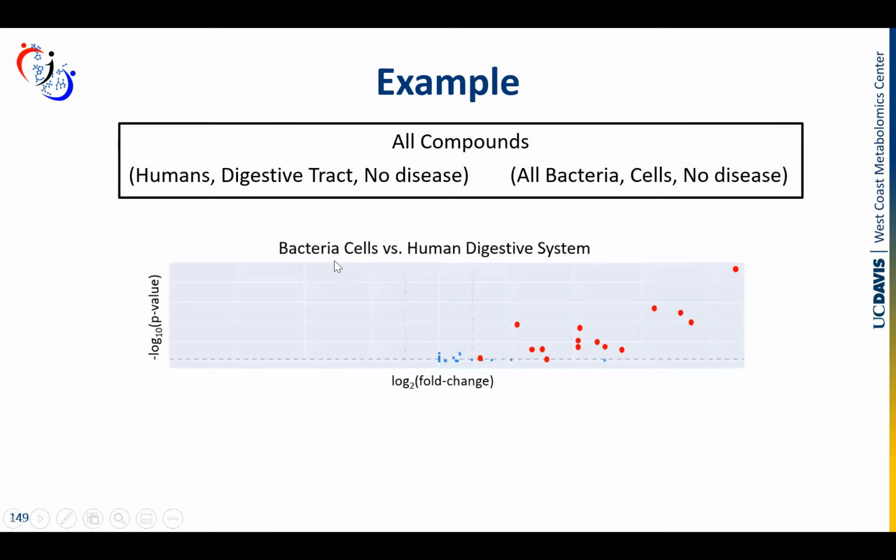And so if we go to do this calculation between the human digestive tract and all bacteria cells, we see a handful of compounds that are increased in the human digestive system compared to all other bacteria, such as different types of cholesterols.